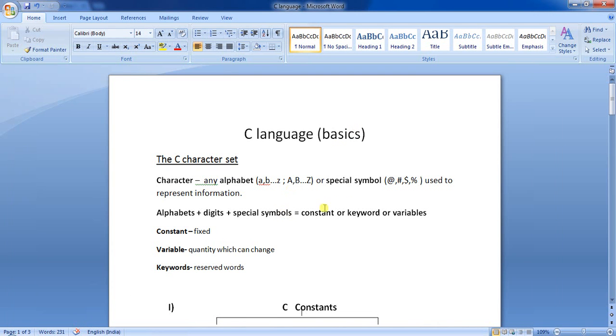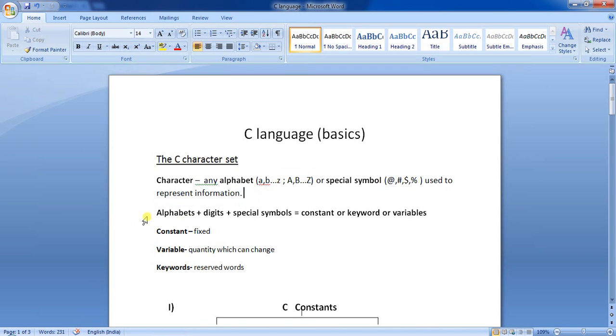Hello friends, today we are going to learn about the basics of C language. So, first of all, let me introduce you to the C character set. A character is any alphabet, that is small alphabets or big capital letters, or special symbols used to represent information.